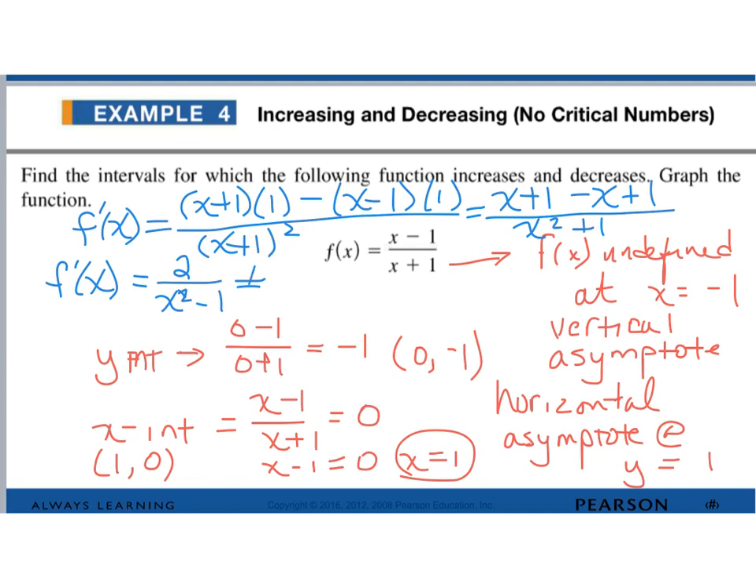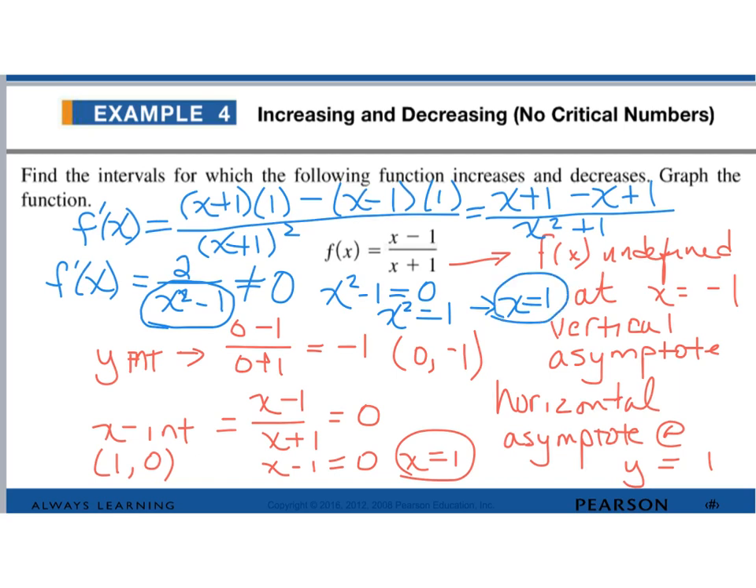And that's never going to be equal to 0, so you're not going to get any critical values that way. And we've already determined that the function itself is undefined when x equals -1. The derivative is going to be undefined when x squared minus 1 is equal to 0, which would be when x squared is equal to 1, which means that x would be 1. So that gives us another critical value.